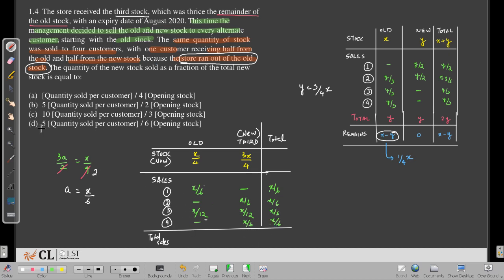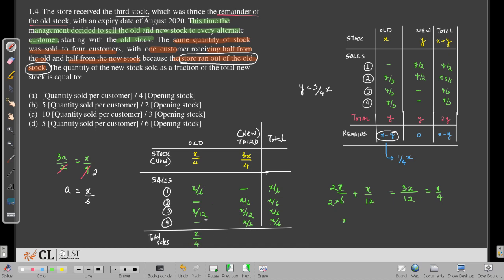And the total sales, so let's look at the total sales here. Total sales for old stock would be X by 6 plus X by 12. X by 6 plus X by 12 can be written as this. If I multiply this by 2, this would be equal to 3 times X divided by 12, and 3 times X divided by 12 will be equal to X by 4. So this total sale will be equal to X by 4.